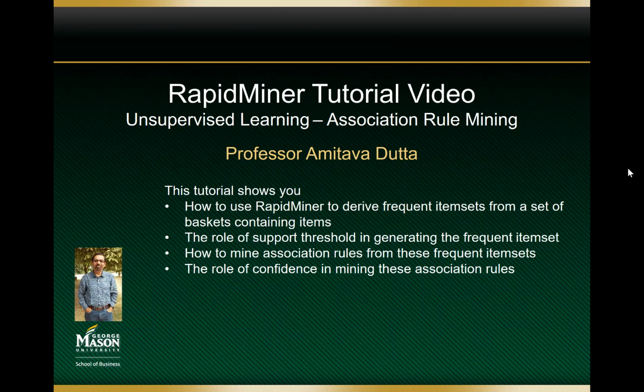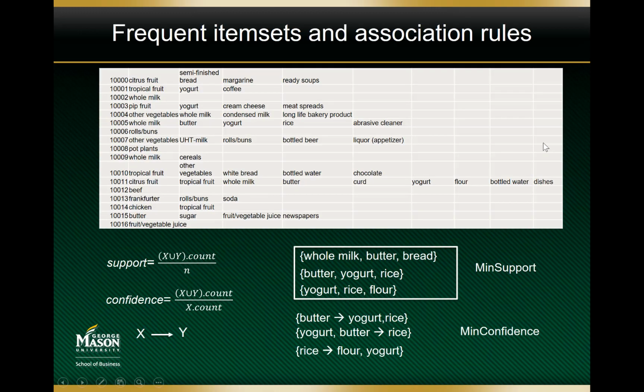We will see how to mine these association rules in two steps. The first step is we will see how to extract what are called frequent item sets from the baskets, and there the concept of a support threshold will be important. And then we will see how to use these frequent item sets to extract association rules that meet a certain level of confidence. So let's take a quick look at our data set.